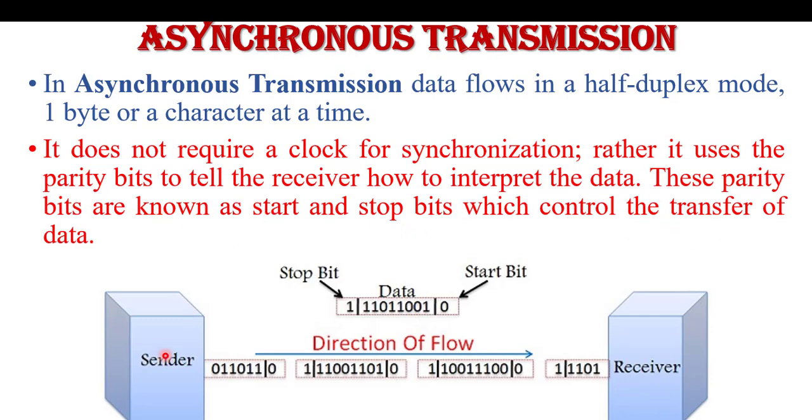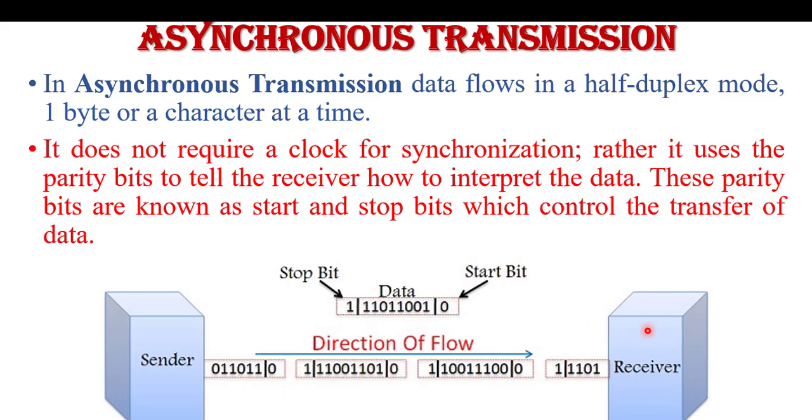So here we see in the diagram asynchronous data transmission between the sender and the receiver. There is no clock pulse for synchronization. They use, in place of a clock pulse, a parity bit. That bit tells the receiver how to interpret the data. A gap is introduced between the two bytes.